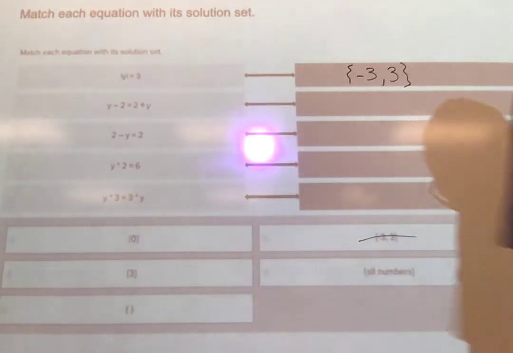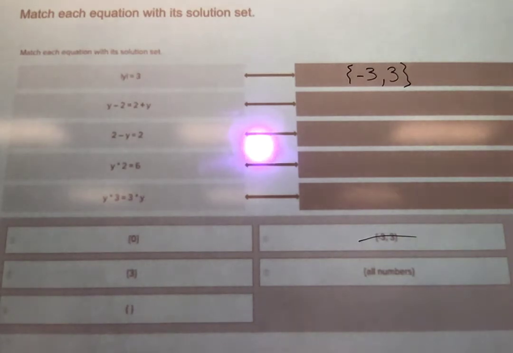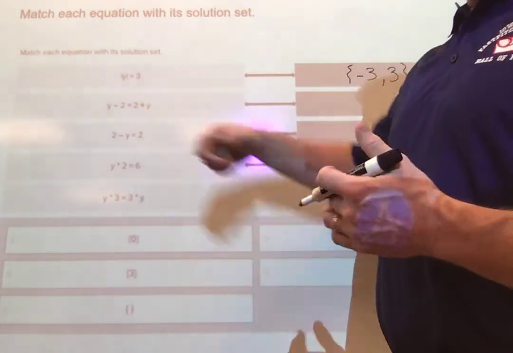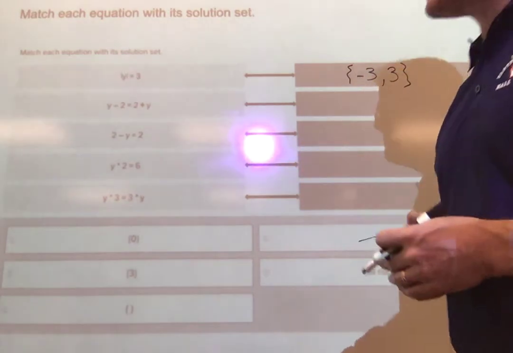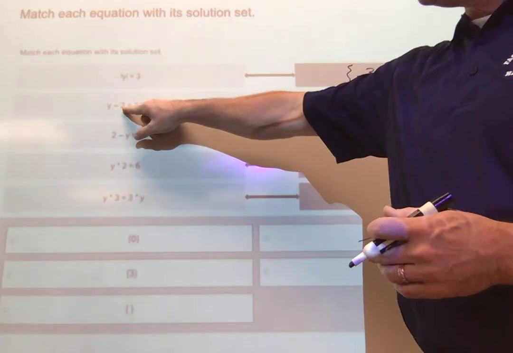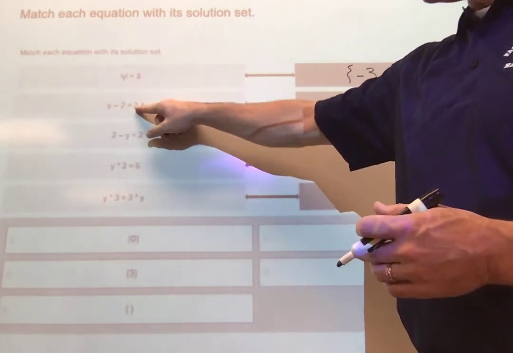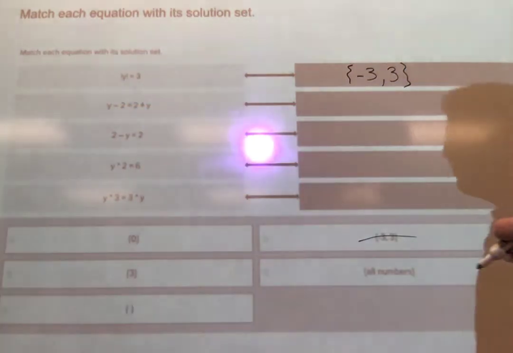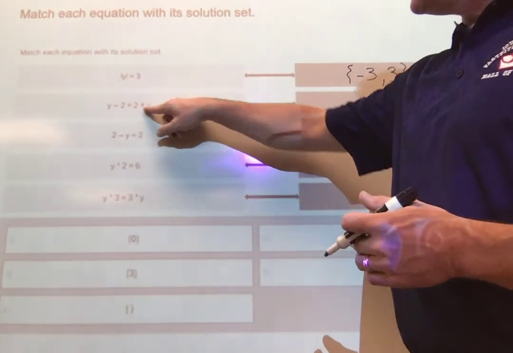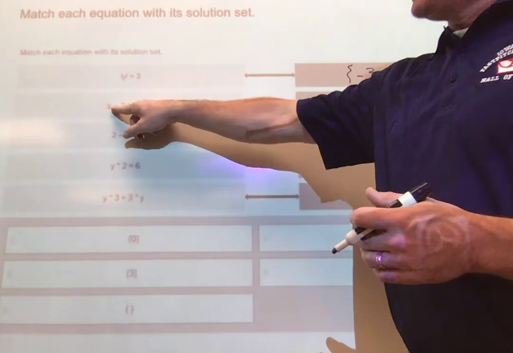Next one, y minus 2 and 2 plus y. Okay, so sometimes I'm going to try a 0 in here when you have these, because 0s and 1s sometimes are a little bit different. But if I go 0 minus 2, that's -2. And 2 plus 0 is +2. That doesn't work. Again, if I'm taking y and adding 2 here, I can't take y and subtract 2.